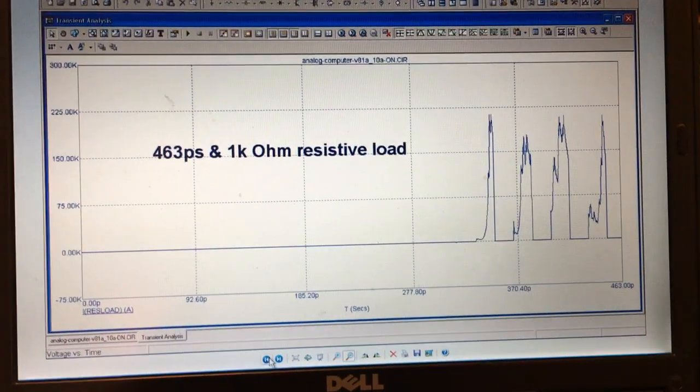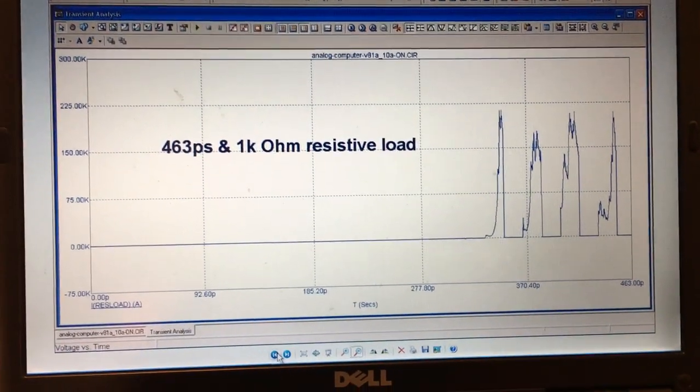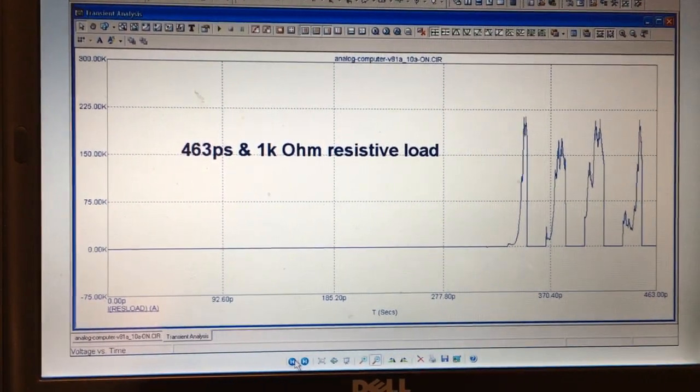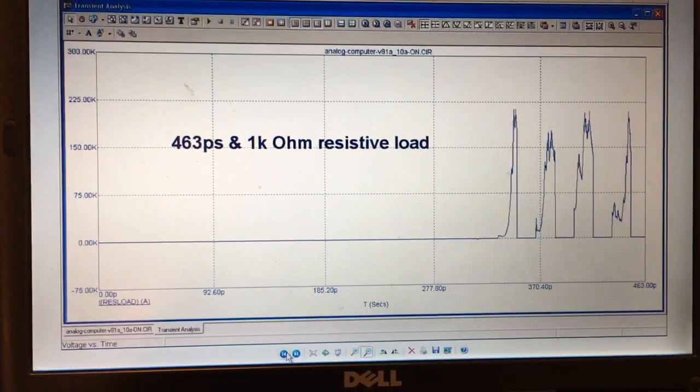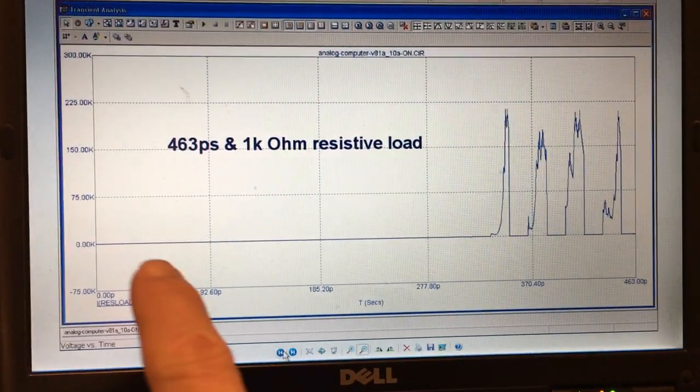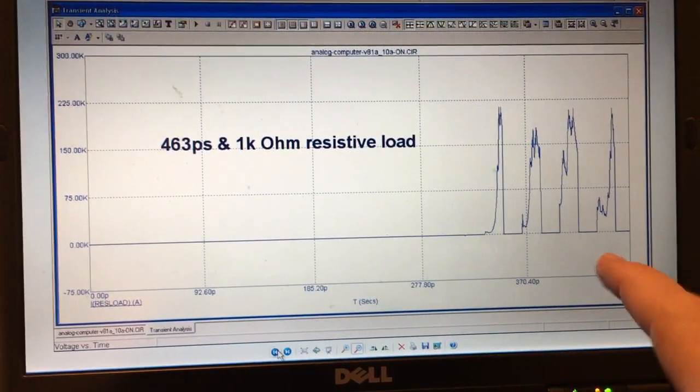Now, here's the resistive load, 1 kiloohm. And as you can see, the peak almost reaches 225,000 amps, and they're unidirectional. Here's the baseline, which is 0 amps. Nothing noticeably goes negative.